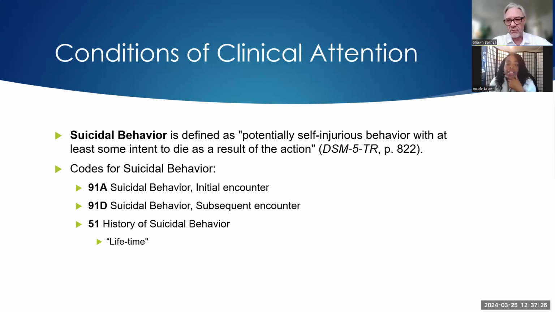Okay. The 91D, suicidal behavior subsequent encounter, the client has previously received treatment while having suicidal behaviors and now is presenting to you in the clinic. So that's somebody who had an attempt or had some behaviors, but they are not presenting to you like that now. 51 is a history of suicidal behavior that has occurred during the client's lifetime. And note that this is a lifetime diagnosis that remains permanently listed. The 51 is a history that you have a history of the behavior, no matter what that behavior is.